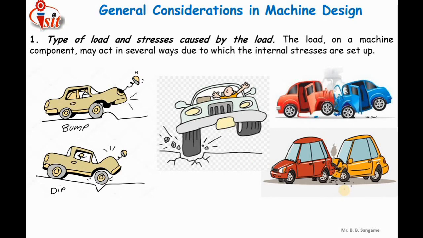While designing a machine component or any machine, we need to consider what kind of stress is actually acting on the machine component. I have shown some images of a car. In the first image you can see some irregularities on the road, which is an example of a suddenly applied load, in the first and second images. In the third image, you can see an accident between two vehicles. These are unpredictable loads to which the component or the machine can be subjected. These possibilities should be considered before designing any machine component.